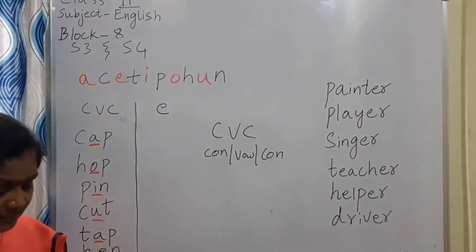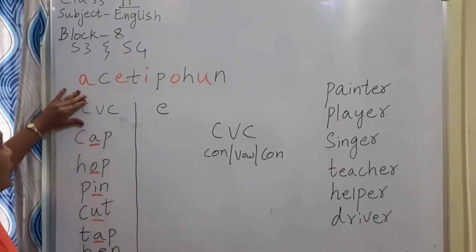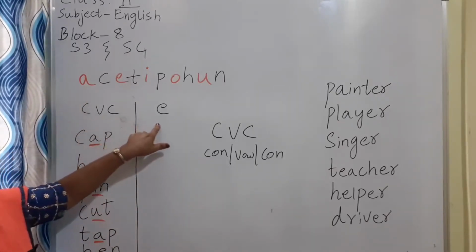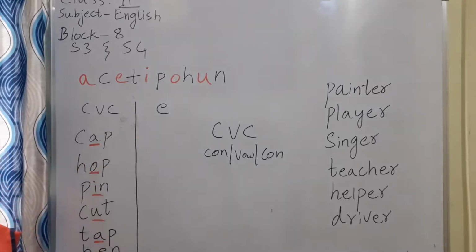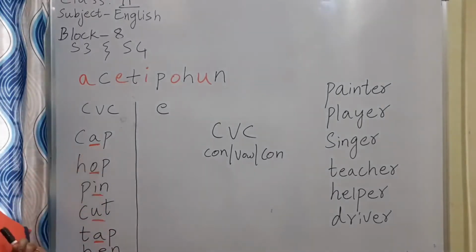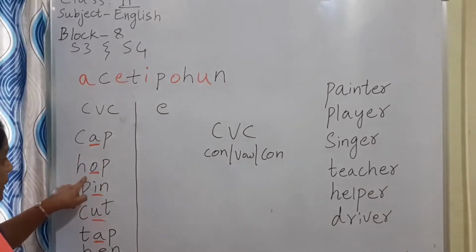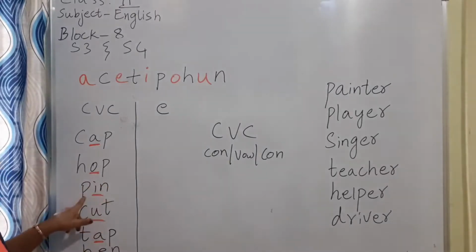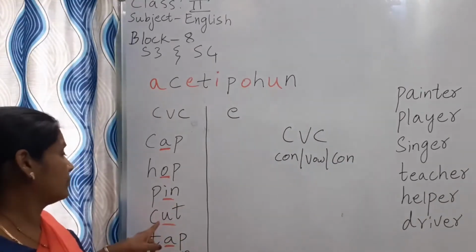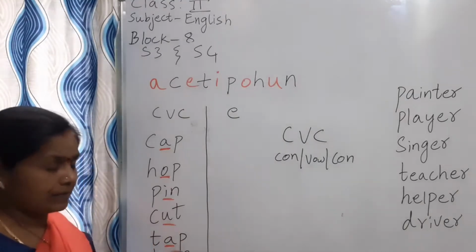But now let us restrict our class to only a few words. Today, here I have written in one column the CVC words, and in another column the words with E. So today we are going to learn how the pronunciation and the meaning change when we add the letter E to these words. So if we see here CAP, what is it? It is a cap. HOP, hop. PIN, pin. CUT, cut. TAP, tap.